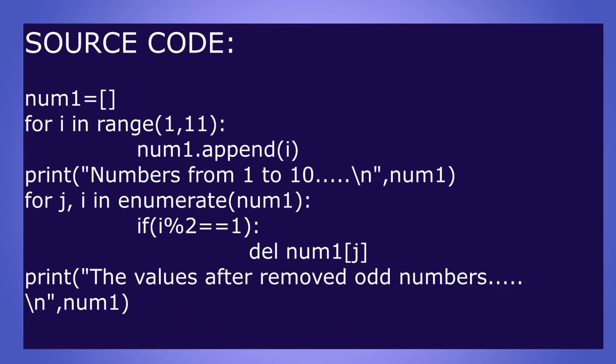num1 = [] for i in range(1, 11): num1.append(i). print("numbers from 1 to 10,", num1). for j, i in enumerate(num1): if i % 2 == 1: del num1[j]. print("the values after removed odd numbers,", num1).